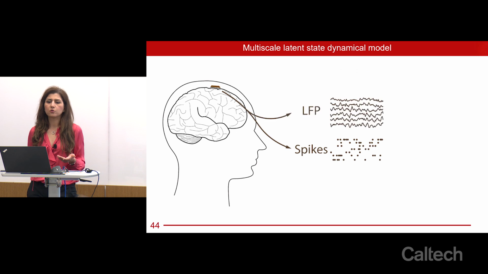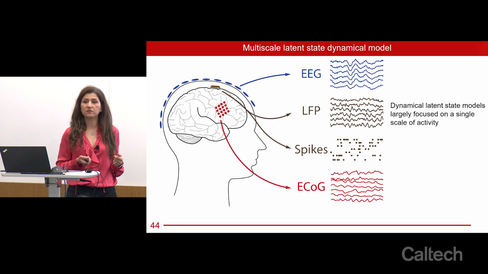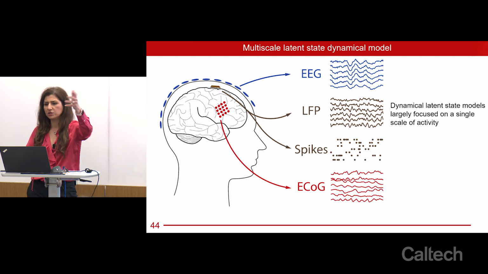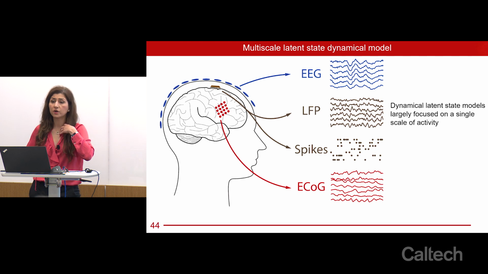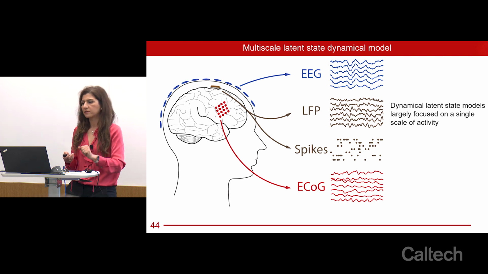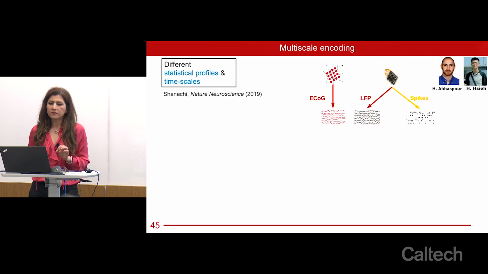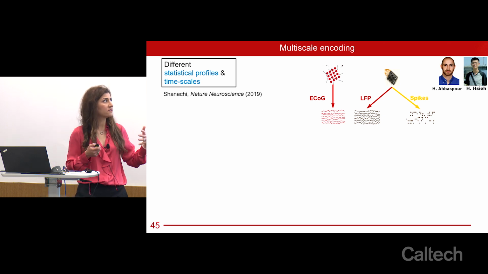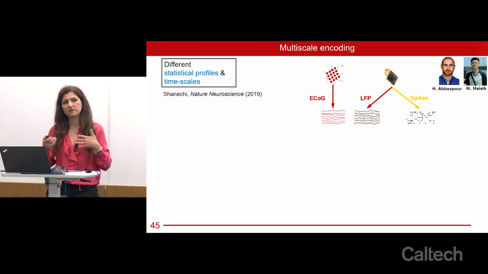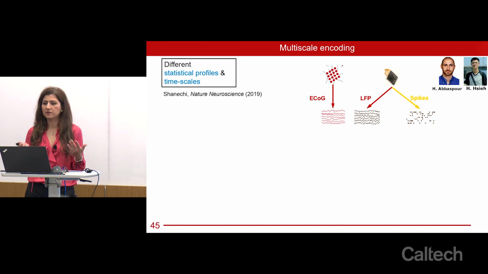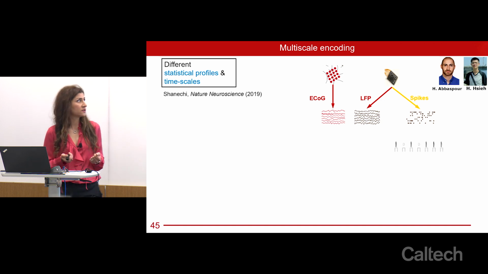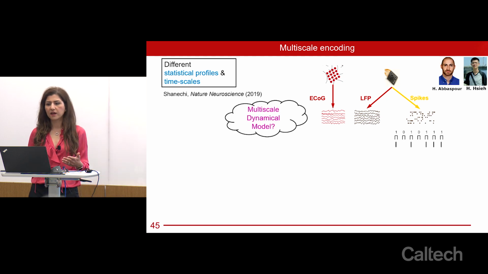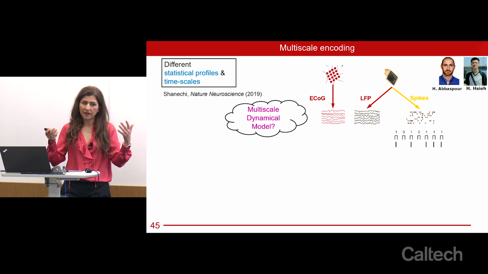And this is important because we know that behavior and mental states are actually represented across distinct spatial temporal scales, from spikes to LFP to ECOG to EEG. But our dynamical models so far, including what I've shown you, focus usually on one scale. So can we go multi-scale? This is a problem that we've been working on for a while. And to go multi-scale, of course, requires us to take into account the different statistical profiles and timescales of these different modalities. For example, spikes are these binary action potential events happening at a millisecond timescale, while field potentials may be continuous and slowly varying.